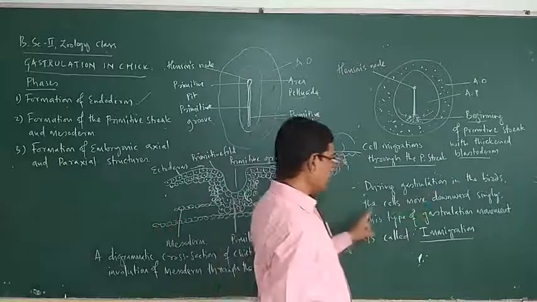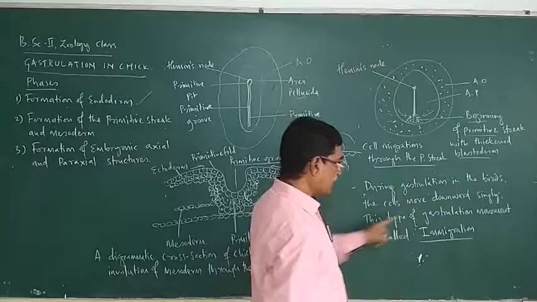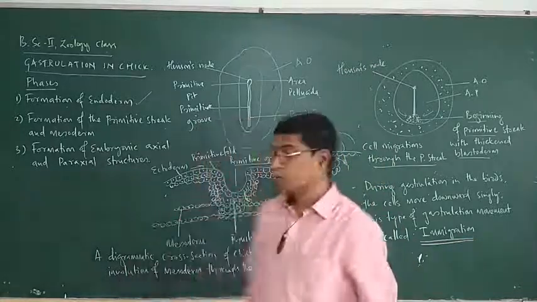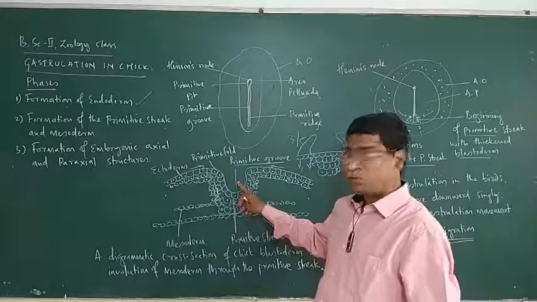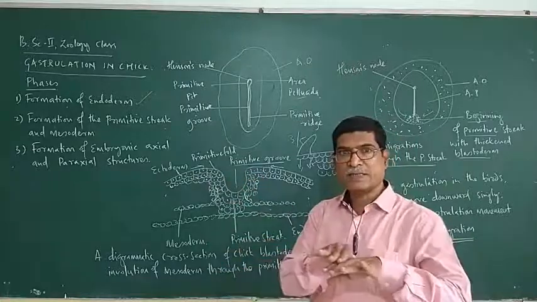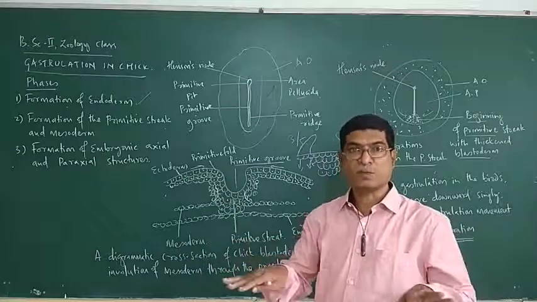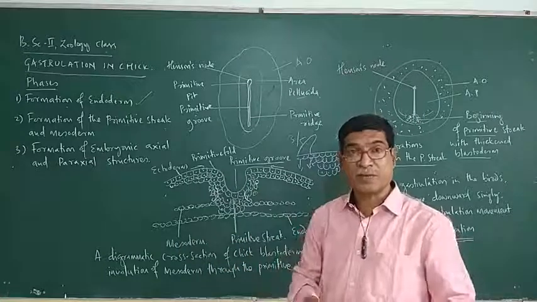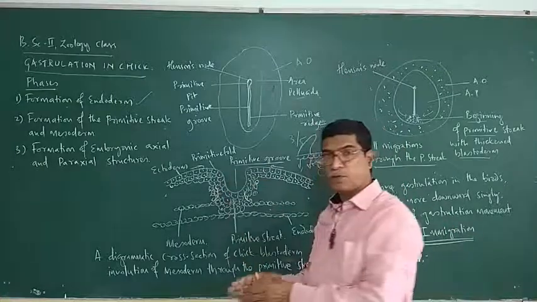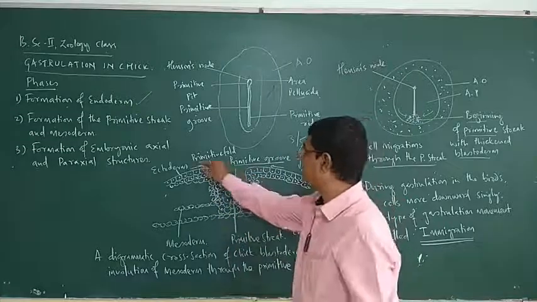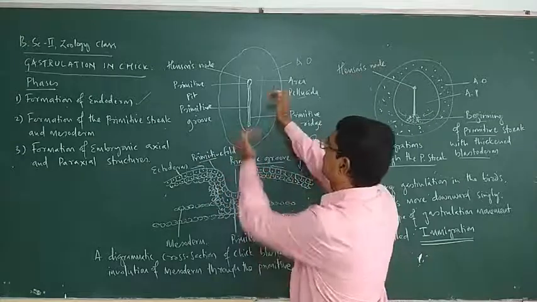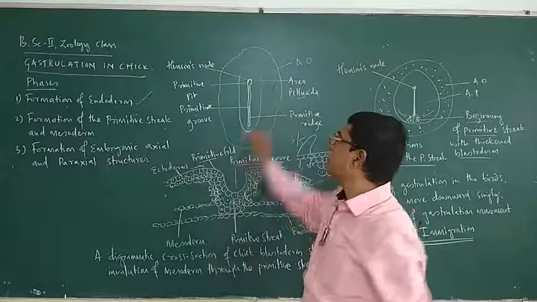During gastrulation in birds, the cells move downwards singly. This type of gastrulation movement is called immigration. Due to immigration, what happens? Earlier, when the primitive streak is formed, the surface of the epiblast is even. It is smooth. When immigration starts, the primitive groove is formed along the primitive streak. The primitive groove is formed due to the development of primitive folds, two folds, this side and this side. Fold formation continues till Hensen's node.